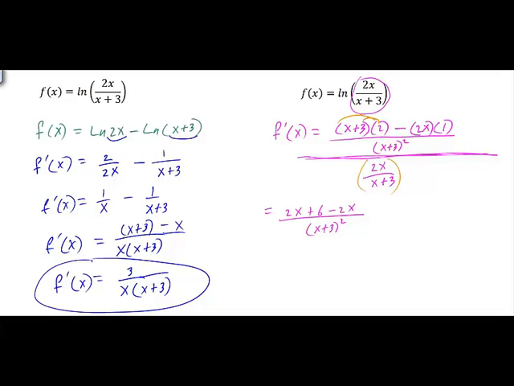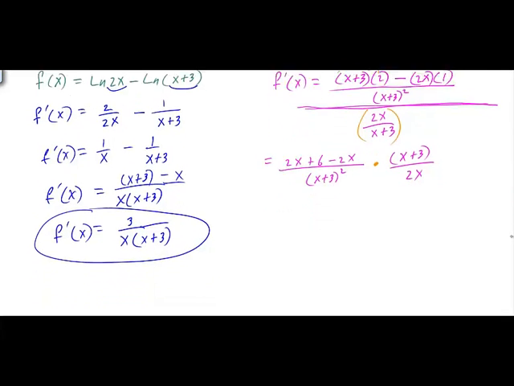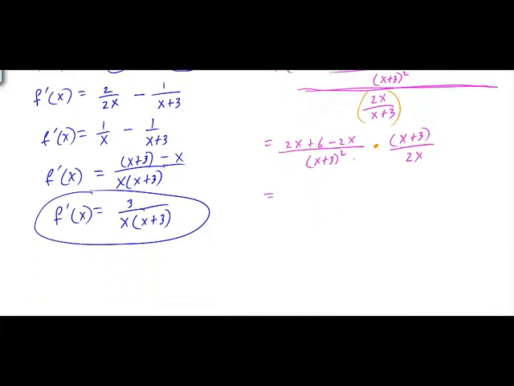over x plus 3. If we're dividing fractions, remember, that means we're going to multiply by the reciprocal. So the reciprocal of this then would be x plus 3 over 2x. Okay, so that'll make the simplification a little bit easier.